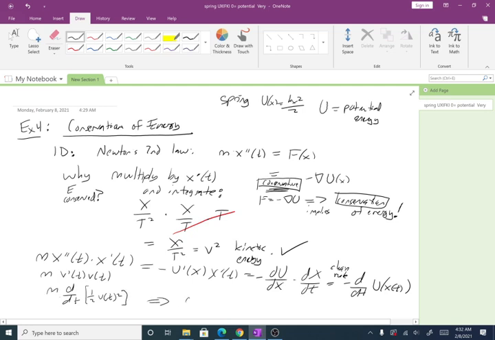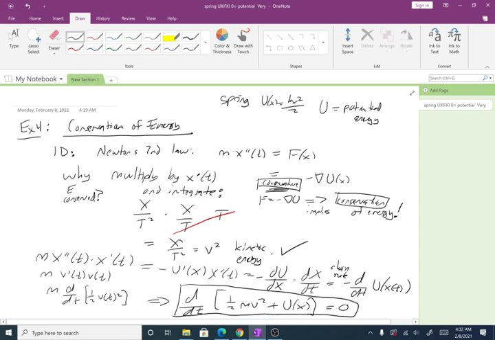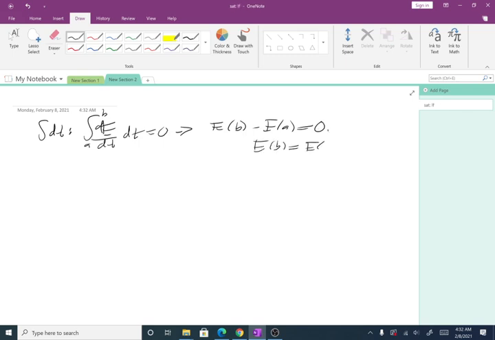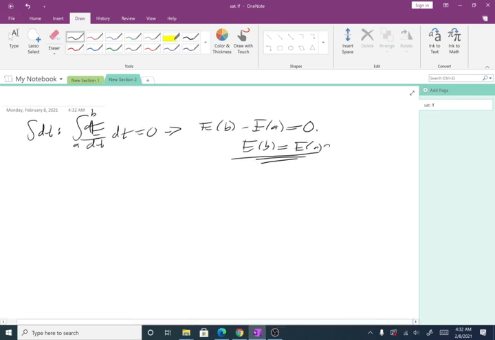So overall we have a time derivative of 1/2 mv squared plus the potential energy, and this is equal to 0. So in other words, if you integrate, the integral of dE/dt is 0, and this shows you that the energy at time t minus the energy at time a is equal to 0. In other words, the energy is conserved over time. Okay, so this is the 1D situation.